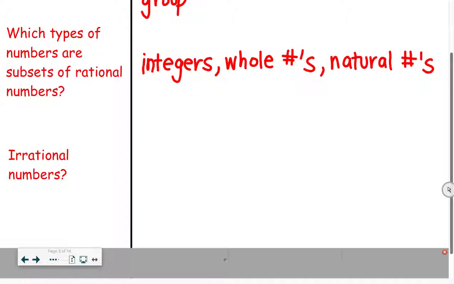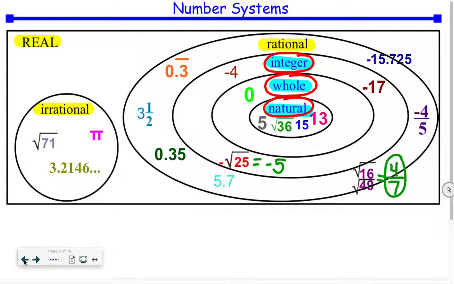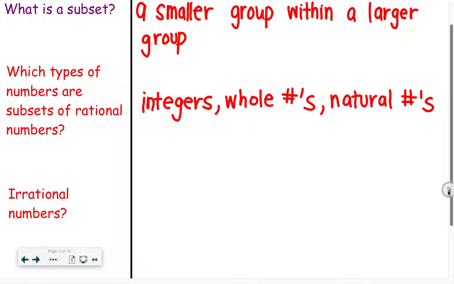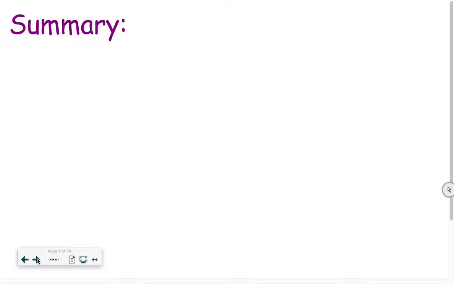And then last we have what are the subsets of irrational numbers. So let's go back a slide again. You won't see any circles within the irrational circle. So that means there are no subgroups of irrational. So rational has subgroups, but irrational does not. There are no subgroups, no groups within the irrational category. Summary.